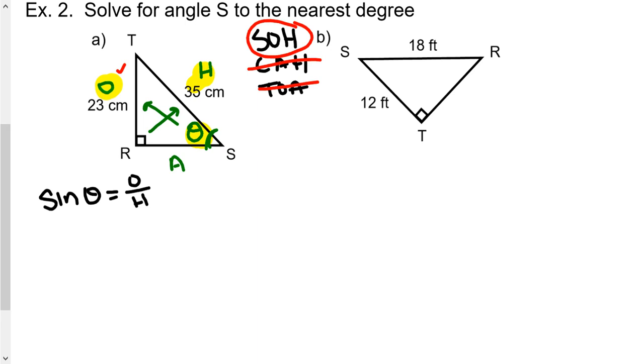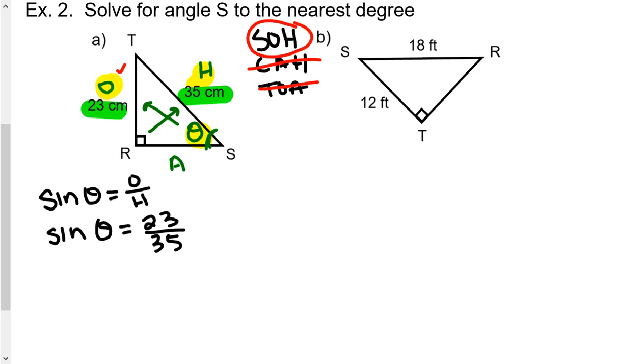Then I will plug in those values, right? I had two side lengths. My opposite length was 23. My hypotenuse length was 35. Make sure that your hypotenuse is always longer than the other side, right? Otherwise you've mislabeled. And I leave my theta blank, right? That's my unknown. That's what I'm trying to solve for.